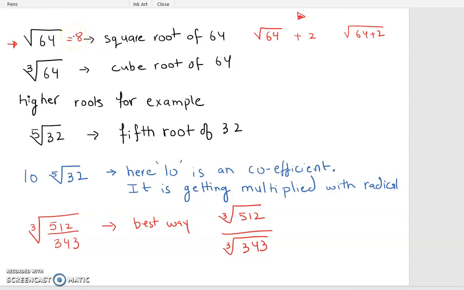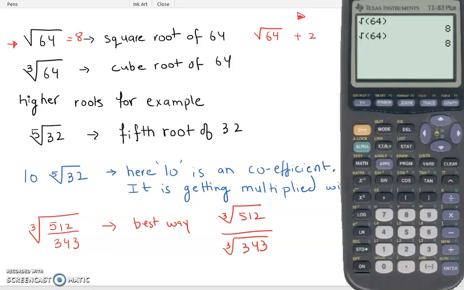Sometimes you will get a nice whole number, and sometimes you will get decimals. If you get decimals, there will be instructions in the question asking you to round to a certain decimal point. Now, all square roots are done that way, super easy.